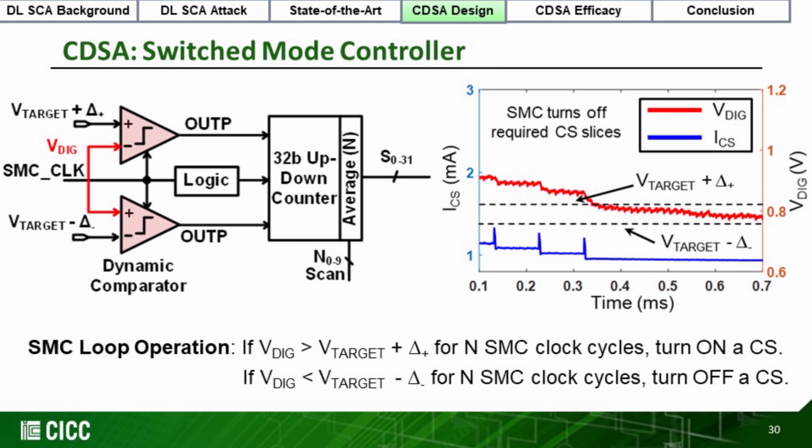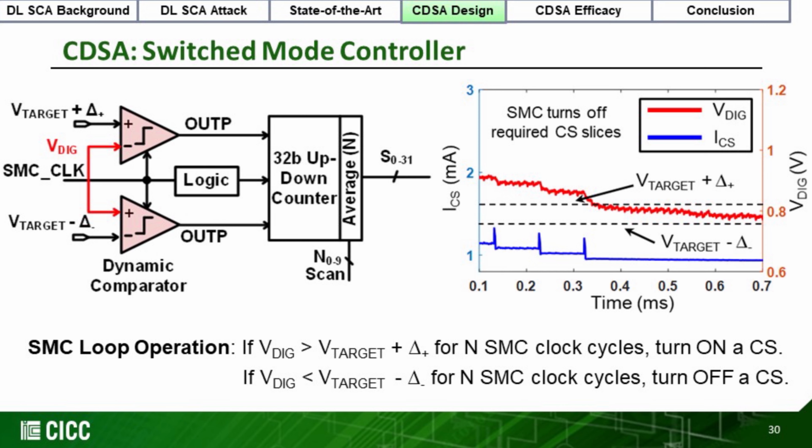Here we see the operation of the switch mode control loop. Whenever the voltage Vditch is more than Vtarget plus delta plus for a number of SMC clock cycles, one CS slice is turned on. Similarly, when the voltage Vditch is less than Vtarget minus delta minus continuously for a number of SMC clock cycles, a current source slice is turned off.